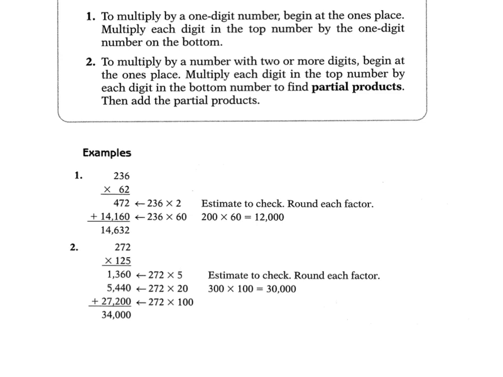So for number 2, same thing. We have 272 times 125. So we're first going to take the 5, multiply it by the 2, the 7, and the 2. Then we move to the 2, we place a 0 down first. We multiply the 2 by the 2, 7, 2. Then we move to the 1, we add 2 zeros down first. And then multiply the 1 by the 2, 7, and 2. We add up our numbers, we get 34,000.